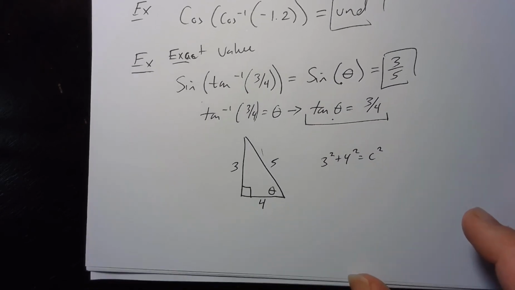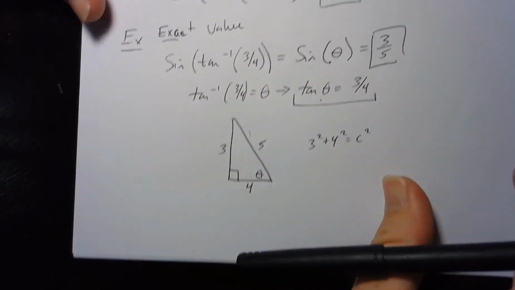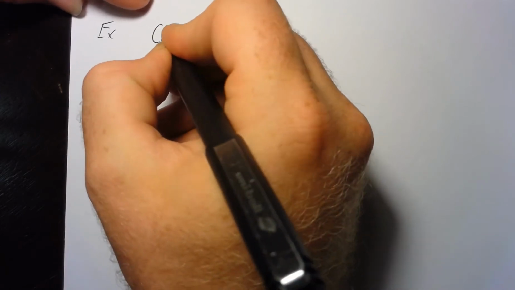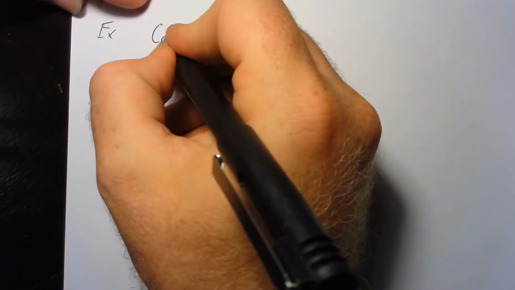The last example we're going to work with in this case is going to be very similar to that example right there, where we look at another cosecant in this case.